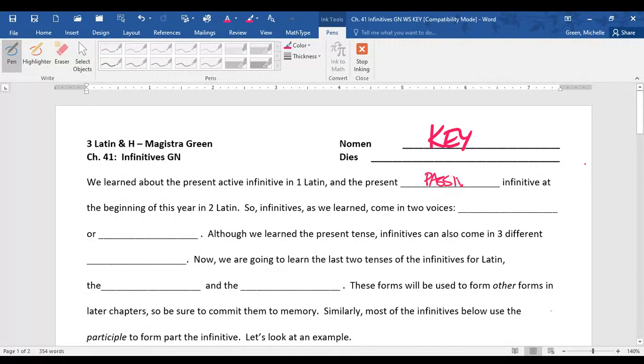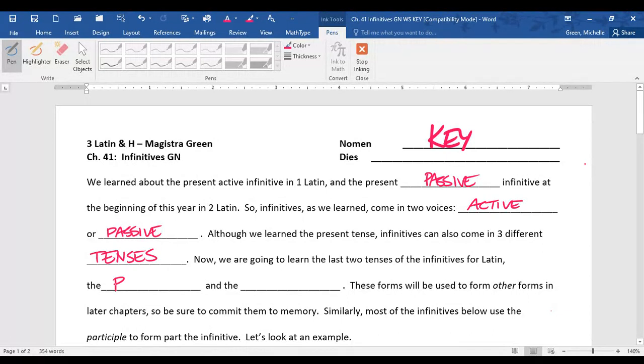Passive. Here we go. At the beginning of two Latin. So infinitives, as we have learned, come in two voices. They are either active infinitives or passive infinitives. Although we learned the present tense, infinitives also come in three different tenses. And we learned the perfect active last week. So now we're going to learn the last two tenses of the infinitive.